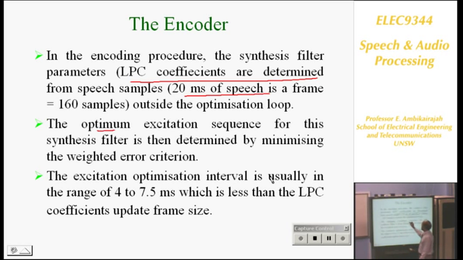So how do you get the optimum excitation sequence? By minimizing the error. Okay. Excitation optimization interval is usually 4 to 7 milliseconds. And LPC coefficients update frame size. So basically, every 5 milliseconds, if you've got a 20 millisecond frame, you need to update every 5 milliseconds. You can calculate the LPC coefficients every 20 milliseconds, but you need to do some sort of interpolation so that every 5 milliseconds you have all these parameters. All the parameters, the excitation parameters, have to be updated every 5 milliseconds. So they're called the subframes. 20 millisecond analysis frame, but subframes are every 5 milliseconds. So you've got four subframes from a 20 millisecond frame, and you have to get parameters.